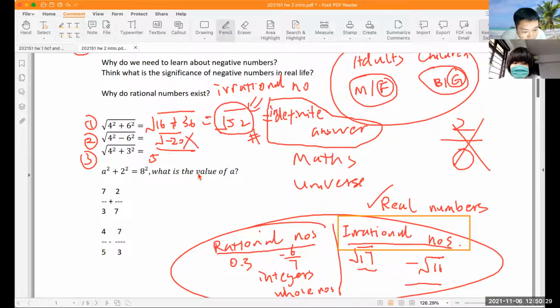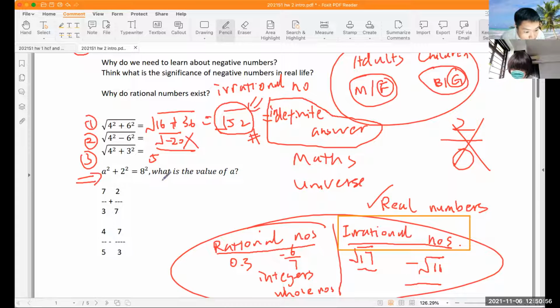Over here, they ask you what is the value of a. Let me look at your answer. It's in my WeChat. What's your answer for this? Your answer is no answer. Doesn't make sense. Okay, so now you realize that it makes sense, right? What's the answer? 5.